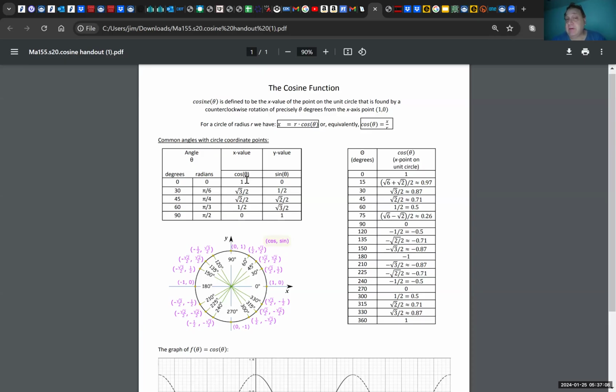Cosine is an x value. It's specifically the x value of a point on a unit circle that's found by rotating a certain number of degrees from the x-axis. That's kind of a mouthful, but cosine is the x value of a point on a circle, is what we really need to understand. And that's how we can get these values for cosine and sine. Sine, by the way, is the y value of the point on the unit circle, similar to the cosine, which is the x value.